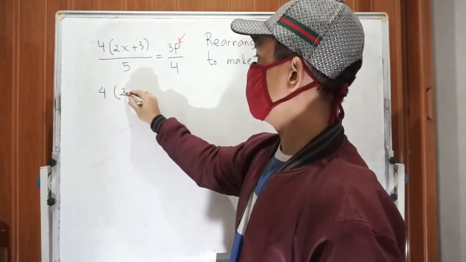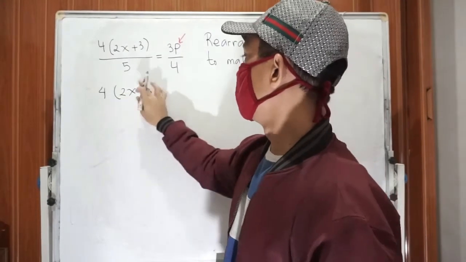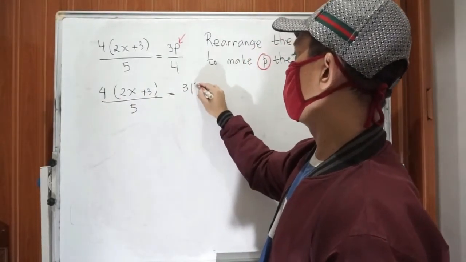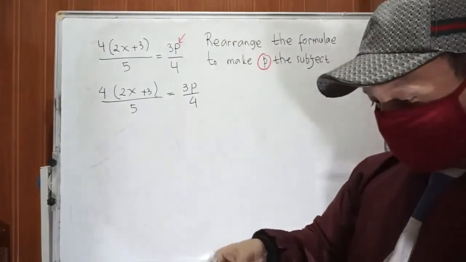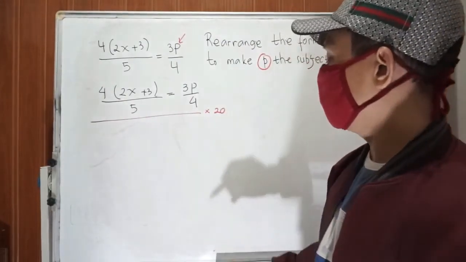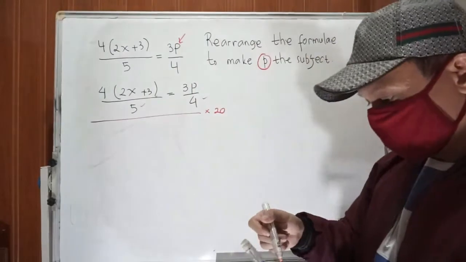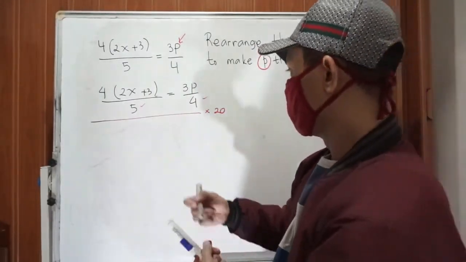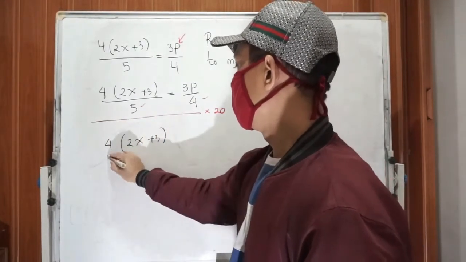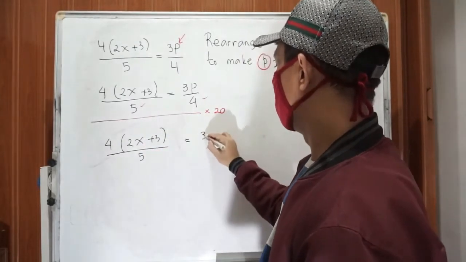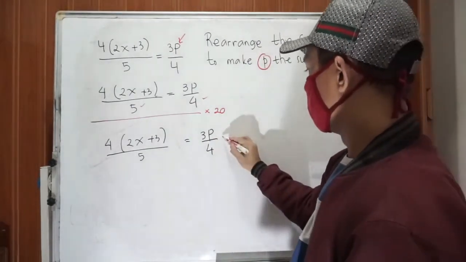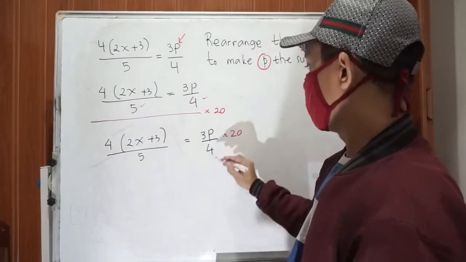4, open the bracket, 2x plus 3 over 5 equal 3p over 4. All the items times by 20, that's the LCM of 5 and 4. So 4, open the bracket, 2x plus 3 over 5 equal 3p over 4, and then times by 20.